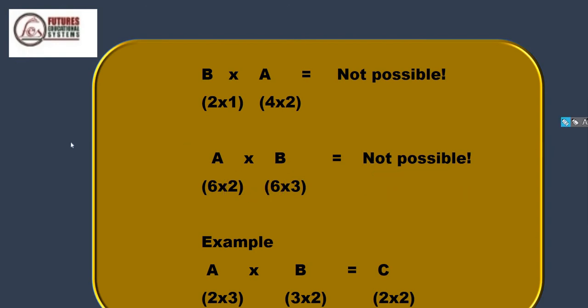But if we have matrix A in order 2 by 3 and matrix B in order 3 by 2, we can do this operation because the column in the first matrix equals the row in the second matrix. Therefore, it's possible and the result is a matrix in order 2 by 2.